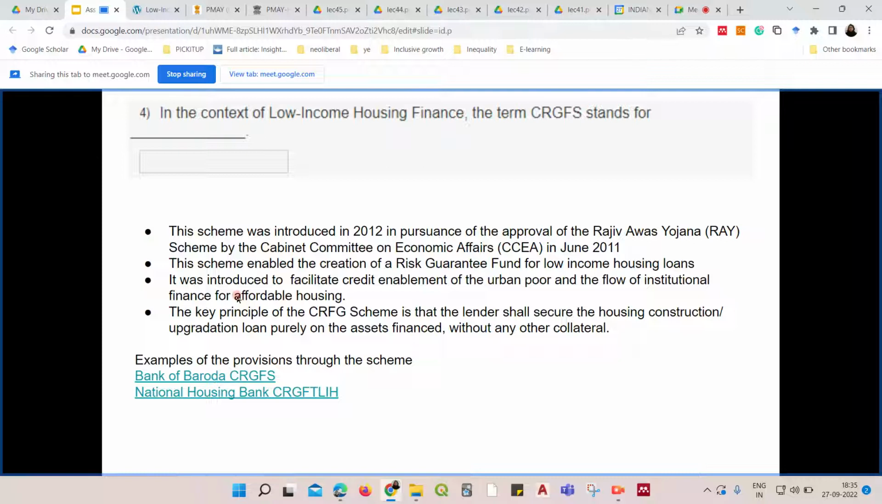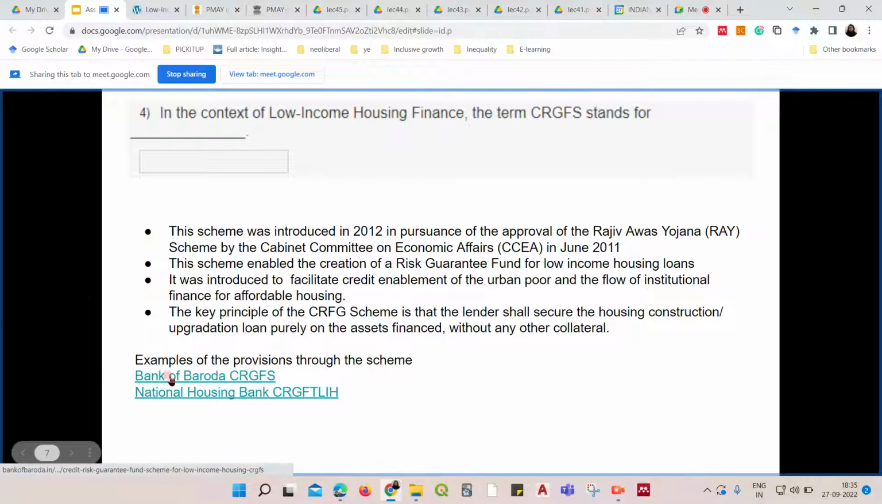So the key principle for this scheme was that the lender, which would be some bank, can secure housing construction or upgradation purely on the assets which is being financed. So the asset that is being financed is the housing, which is either being constructed or being upgraded. So based solely on that particular asset, without any additional collateral from the borrowing person, who belongs to a low income group, the bank would provide a housing loan for the construction of their house.